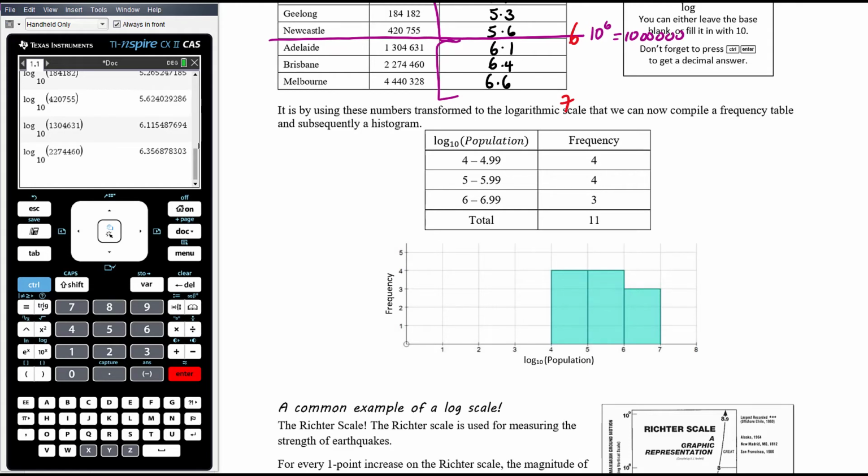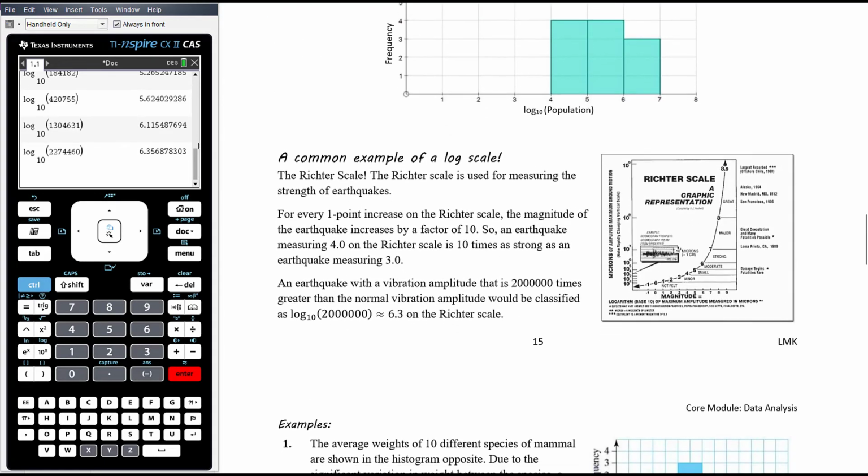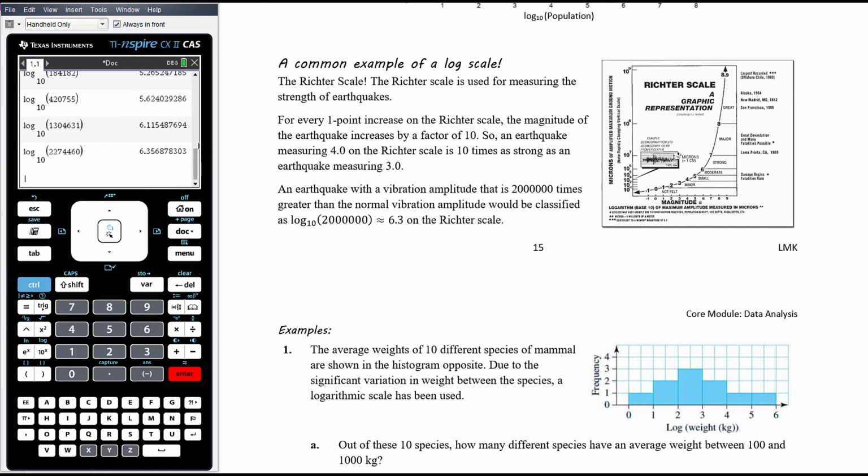Log base 10 of 5 is 100,000, so that's representing 100,000. Log base 10 of 6 is a million. Log base 10 of 7 is 10 million. Okay, as I mentioned earlier, another example of the log scale is the Richter scale.